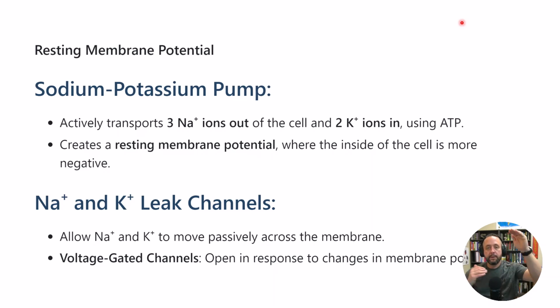How do those concentration gradients stay the way they're supposed to be before we need them to flip-flop and make a change in the charge to propagate that? There are tiny little leak channels here. Some sodium can move through those passively. You don't need any energy to pump them through. And there are also some leak channels for potassium as well.